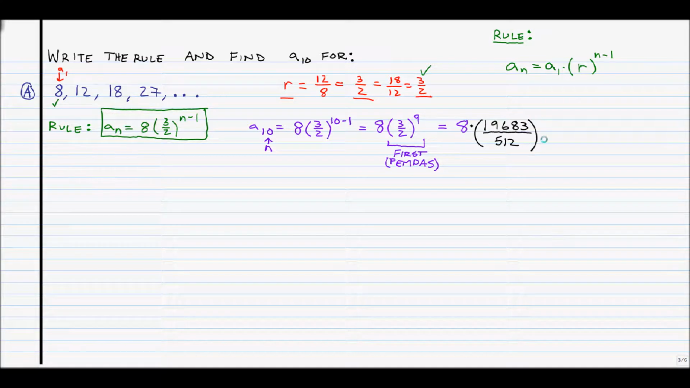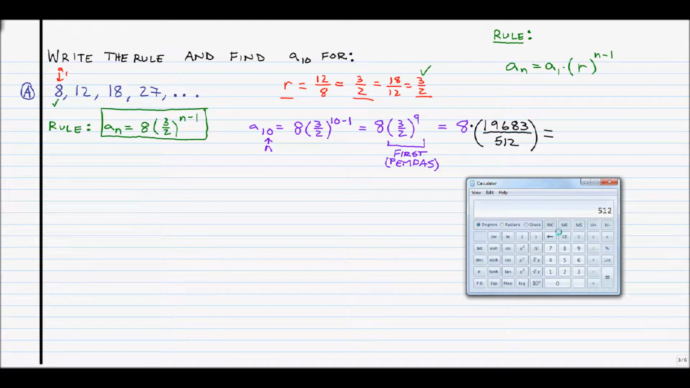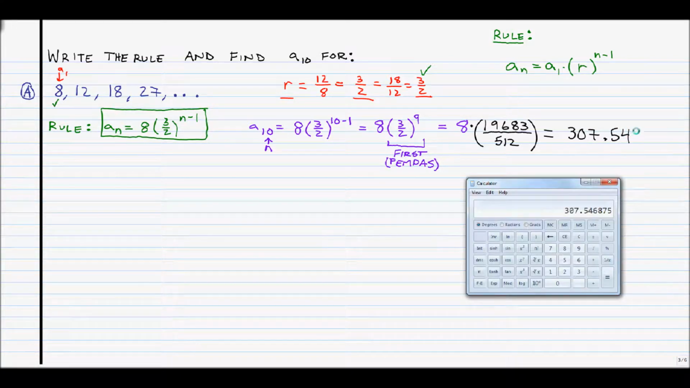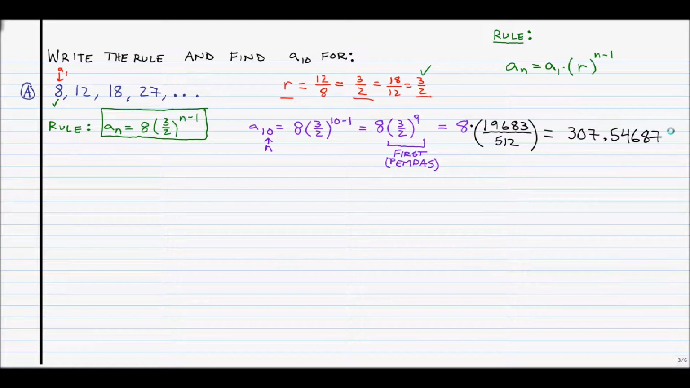So lovely. What is that going to end up being? Well, again, let's just make the calculator do the work for us. It's always fun to have the calculator do heavy lifting. So we just multiply straight across. It's 8 over 1, so 8 times 19,683. That's going to be divided by 512. And our term is going to be the lovely 307.546875. And oh boy, we got our term. There's the 10th term. It's some decimal.